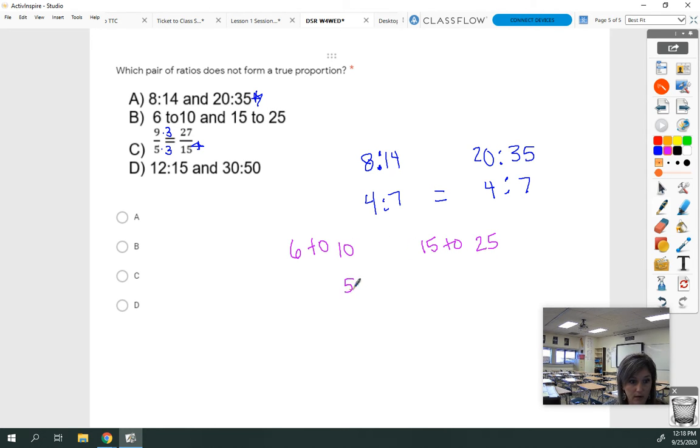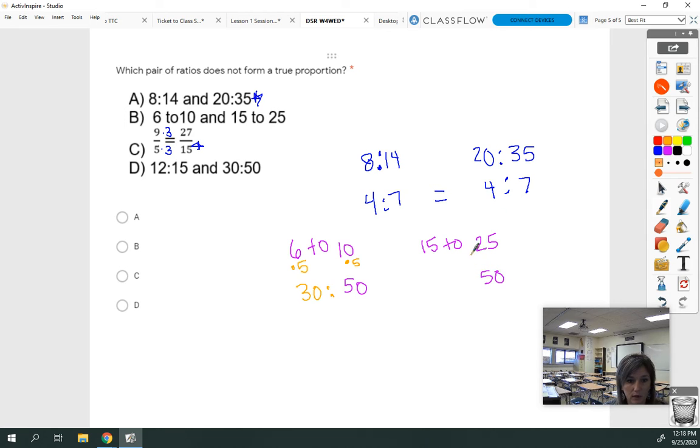So if I want the second number to be 50, in this case, I multiplied 10 times 5 to get 50. So if I multiply this side by 5, I have to multiply this side by 5. 6 times 5 is 30. So here I have 30 to 50.